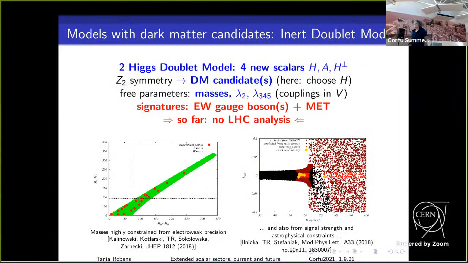Okay, I go to the next model. Now I add a second doublet instead of the singlet. You have four new scalars, which I was already showing in an earlier slide. You can apply a Z2 symmetry. In this scenario, this is not broken. So you have dark matter candidates. All of these particles could in principle be dark matter. I choose one, the H, just by convention. Then you have as three parameters the masses of these additional particles and some couplings which appear in the potential. And the signatures for this would be electroweak gauge bosons and missing ET or missing energy, depending on your collider.